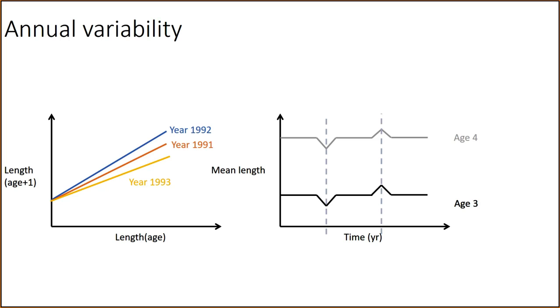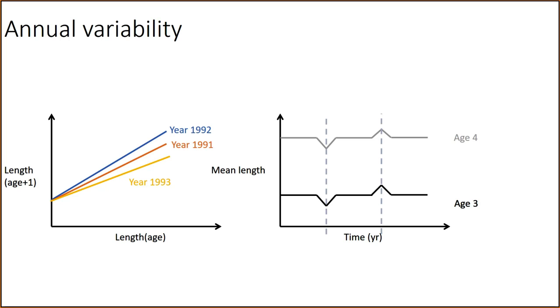And then we wanted to model annual variability. And so this is what I mentioned previously. This was what was really tripping us up with the von Bertalanffy model. So in this case, your growth rate is not dependent on the year you were born. It's dependent on the year that it is.